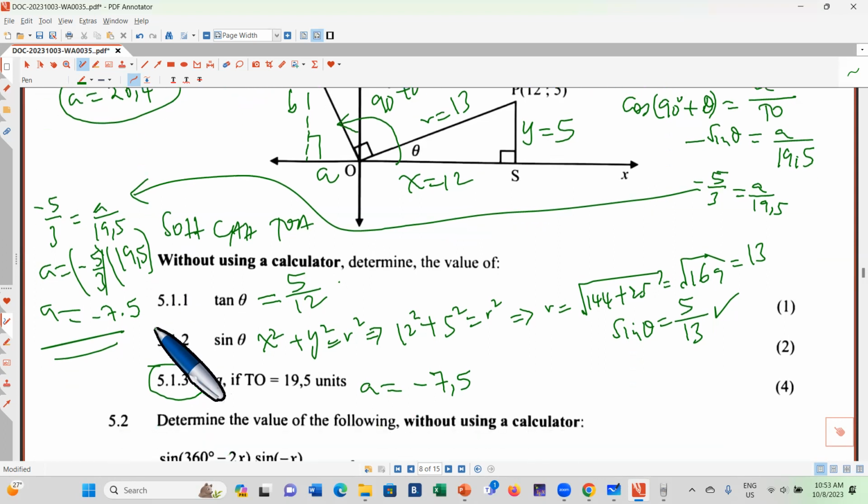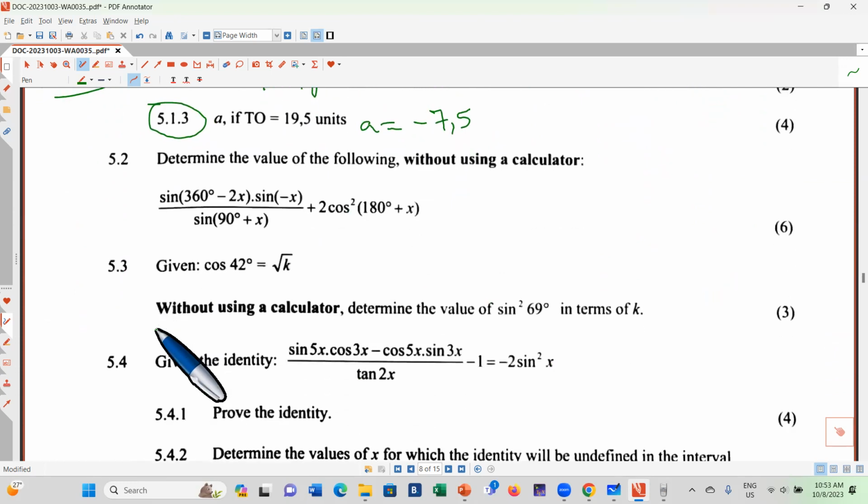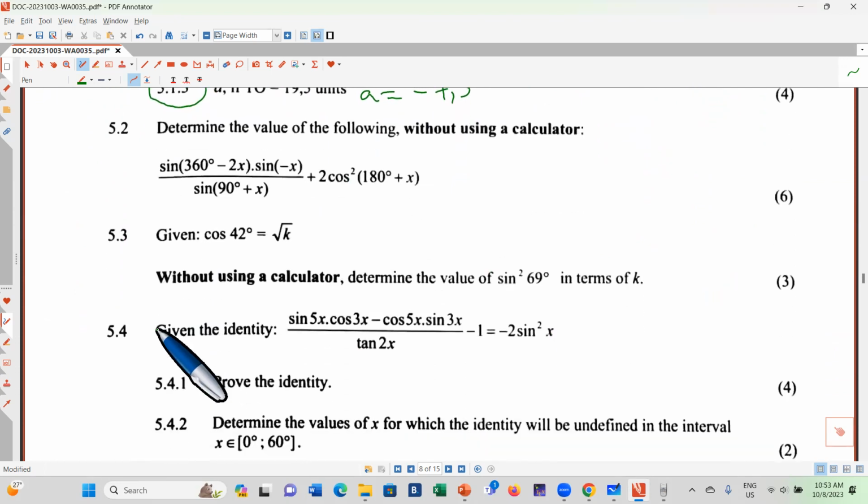Okay, obviously I know that you don't need to copy this. You can write your notes after the lesson. Okay, the next question is 5.2. 5.2 says determine the value of the following without a calculator. I want the final answer to this. Please give me the final answer, then we shall do it. I'm giving you like 3 minutes, half the time.